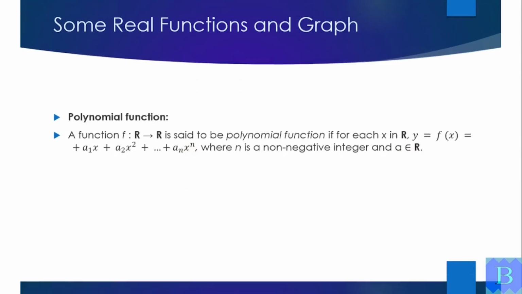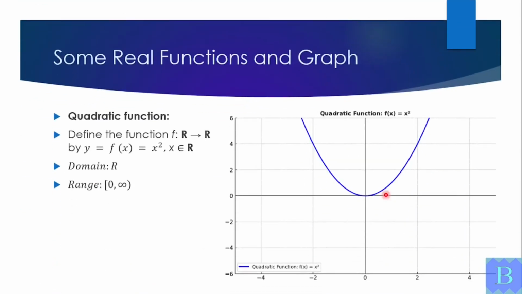4. Quadratic function. Defined as f(x) = x². Domain is R. Range is [0, ∞). Graph is a parabola opening upwards.